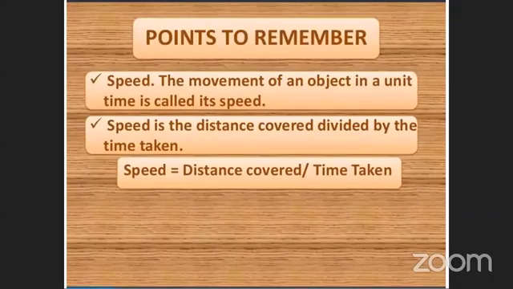So first is what you can see on your screen. First is our speed. Speed means what? The movement of an object in a unit time is called its speed.